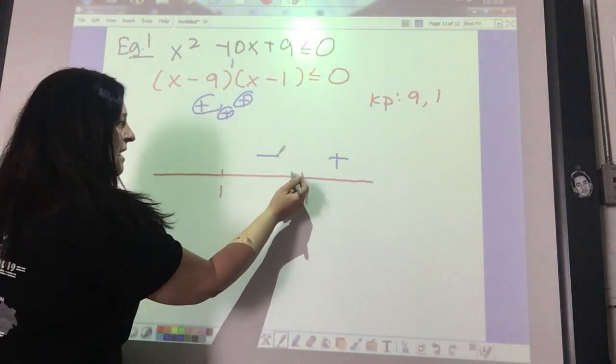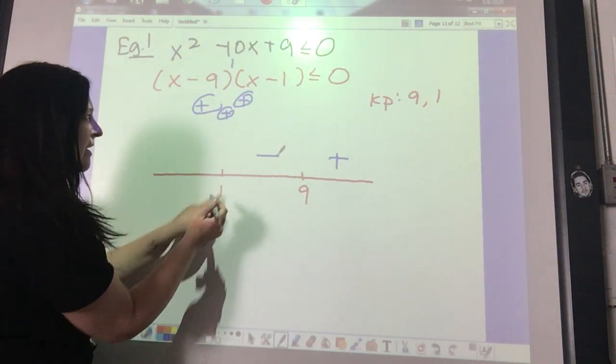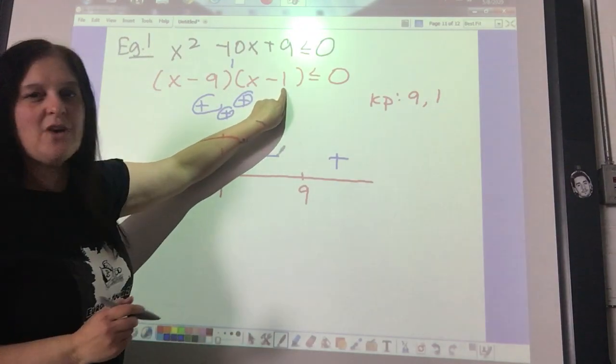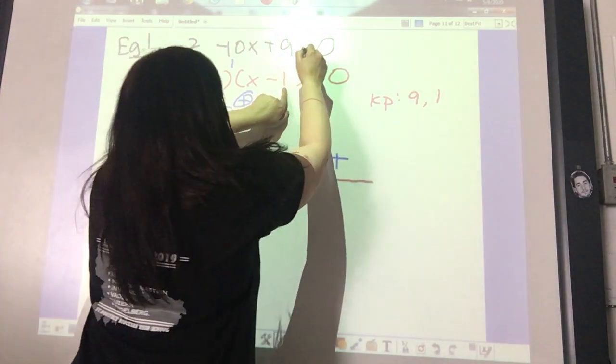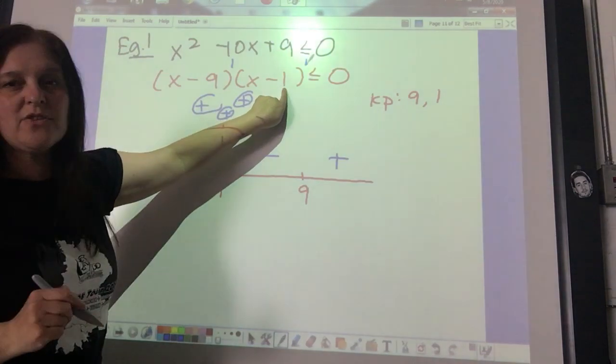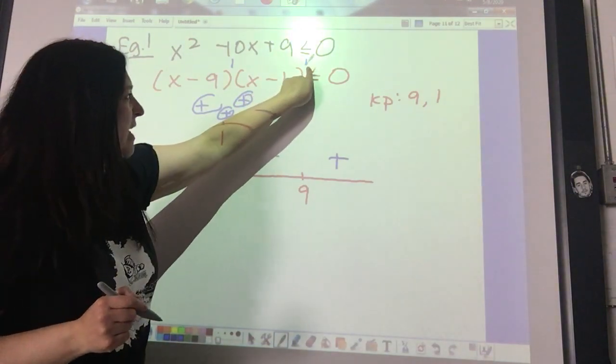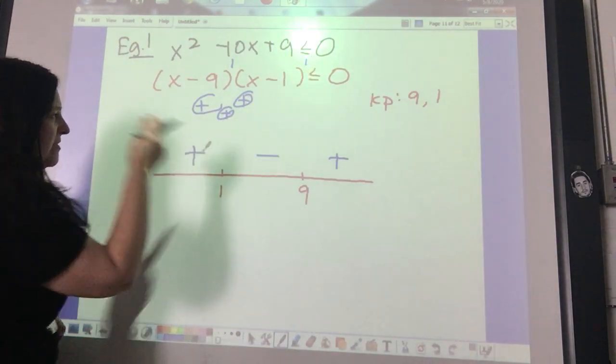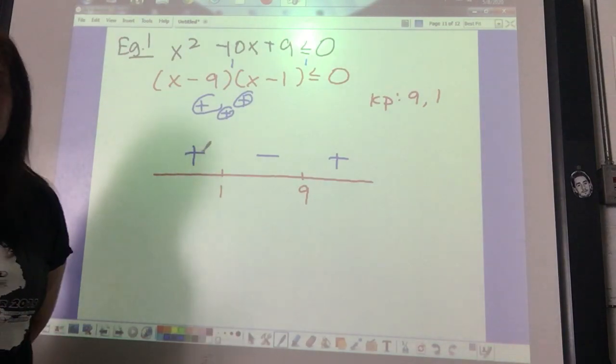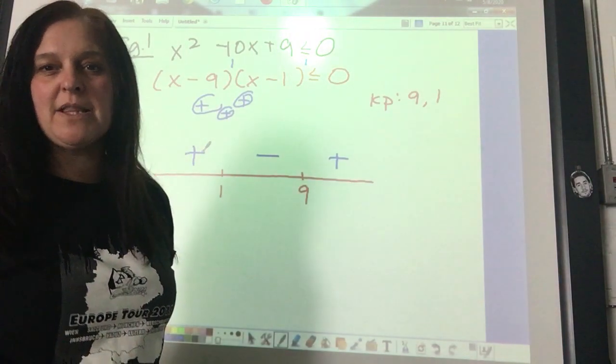Then we keep going to the left. The next key point we hit is 1. This is where the 1 came from. Now, it's not whether 1 is odd or even, it's whether the exponent outside of the bracket is odd or even. So that's 1 again, which is odd, so it switches back. So that's our sign diagram, but we're not done. Sometimes students do the sign diagram and then they stop.